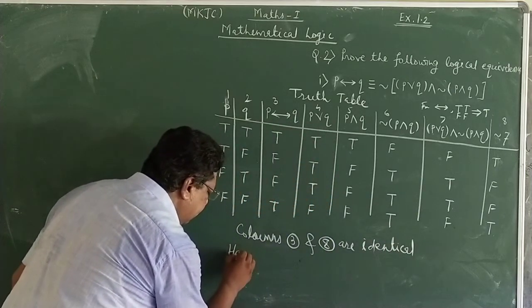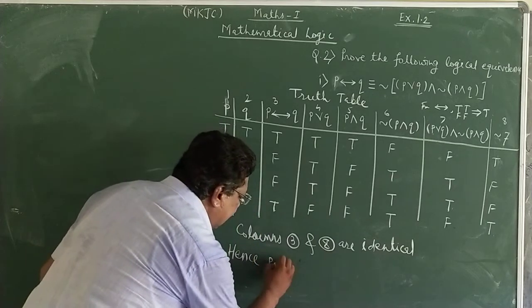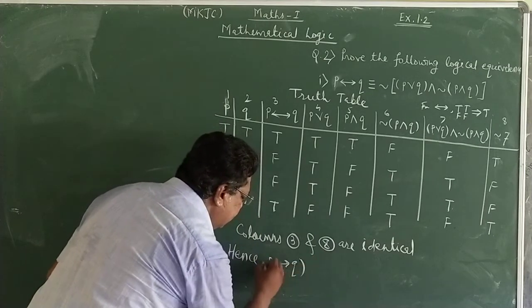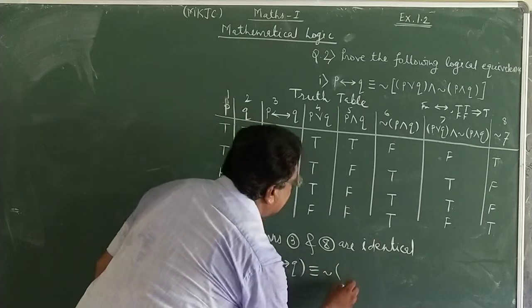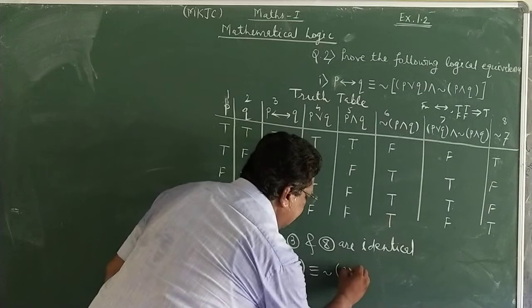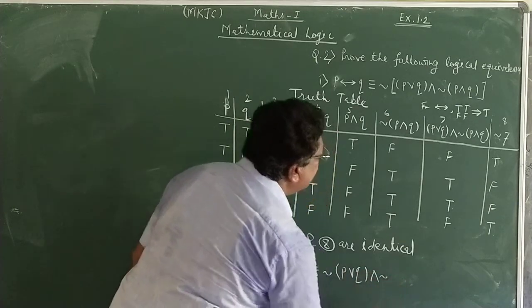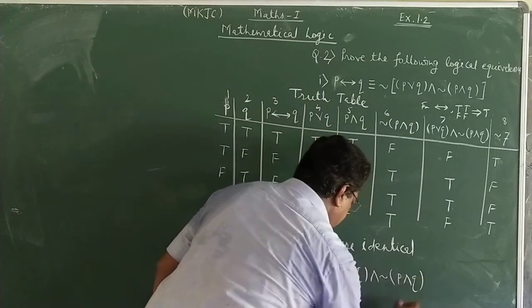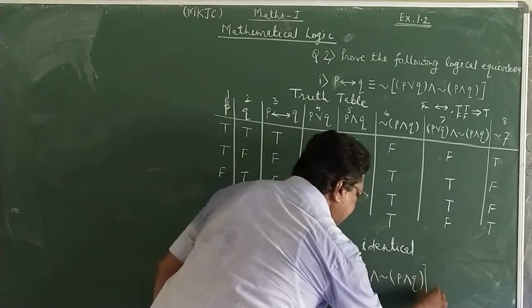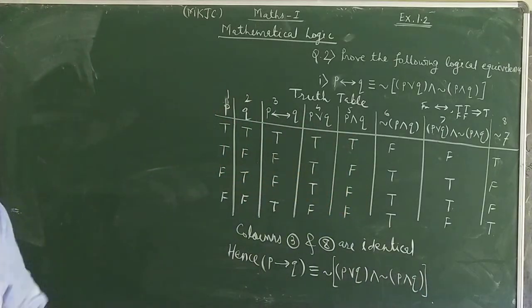Hence, P conditional Q is logically equivalent to negation of P or Q and negation of P and Q. This is the required proof by using truth table. Now see the second one.